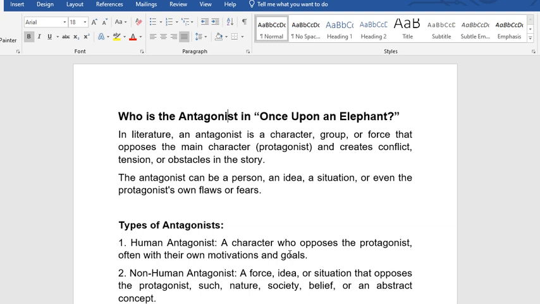Now, what we are saying here is that an antagonist is not necessarily a human being, and also an antagonist can also be the protagonist. Let's move on.